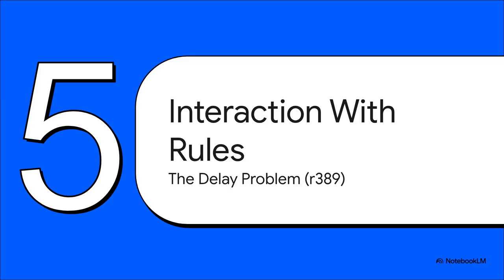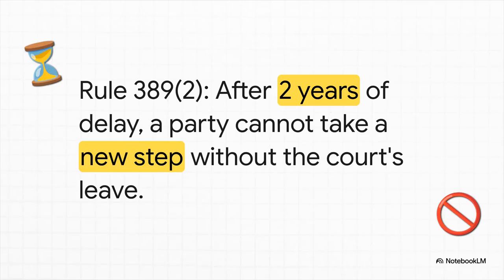All right, let's step up the difficulty a bit. Let's look at a classic, complex exam scenario. What happens when Rule 371 bumps up against Rule 389, the rule that deals with delay? So, under Rule 389, Subrule 2, you've got a major hurdle. If 2 years go by since the last step in a proceeding, you're effectively barred from taking a new one.